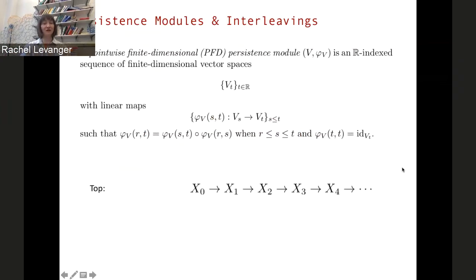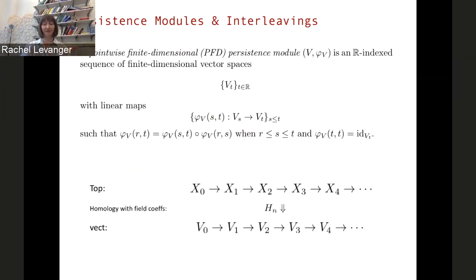So normally you start with a filtration of a topological space, and then you apply homology with field coefficients in some homological dimension n, and you end up with a sequence of vector spaces and linear maps.